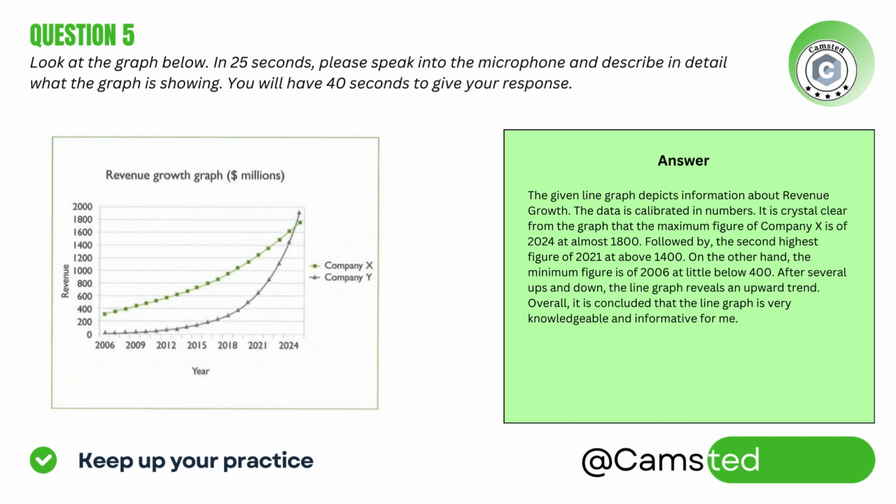On the other hand, the minimum figure is of 2006 at a little below 400. After several ups and downs, the line graph reveals an upward trend. Overall, it is concluded that the line graph is very knowledgeable and informative for me.